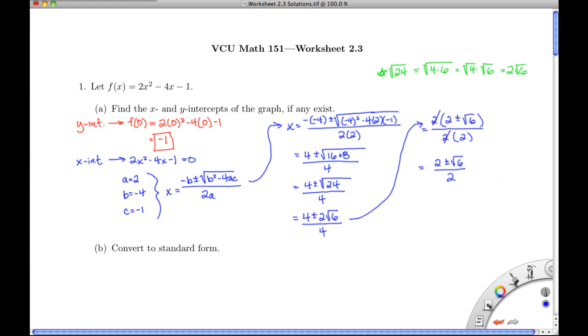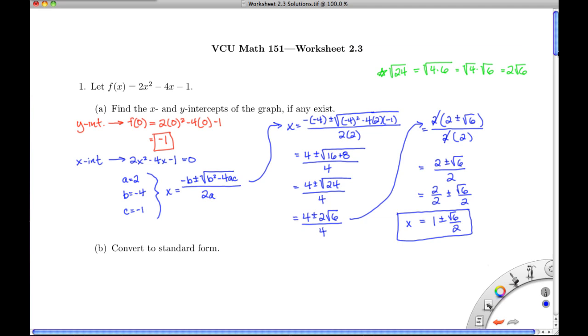And while it might be tempting to want to cancel those 2's, we can't do that. What we will want to do, though, is break this up as 2 over 2 plus or minus the square root of 6 over 2, which will simplify to 1 plus or minus the square root of 6 divided by 2. So these are our two x-intercepts for this quadratic. You can see a lot of the work that we had to do here was really just simplification, so do be careful with that if you come across it.